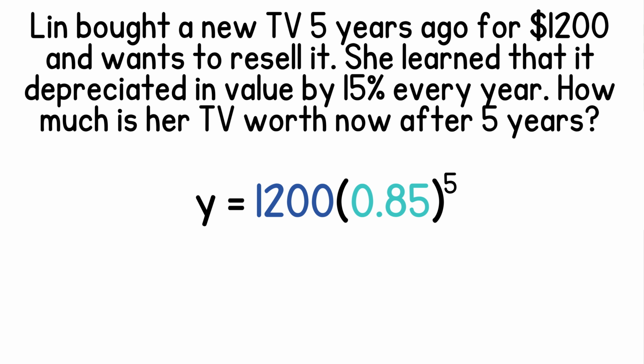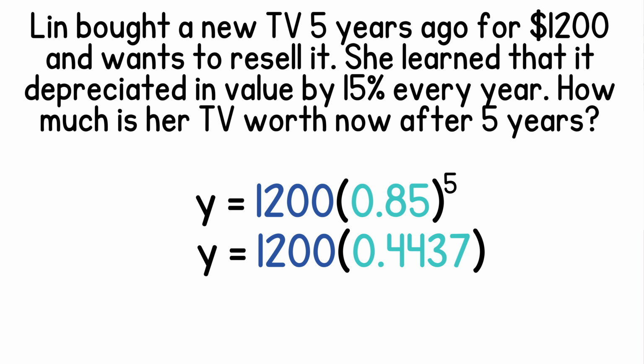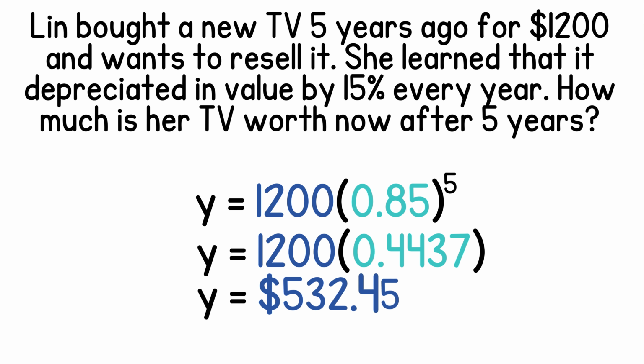Now that we want to know how much it's worth after 5 years, we'll replace x with 5. Multiplying 0.85 by itself 5 times will give us a value of 0.4437, and then multiplying that by the original amount of $1,200 will give us a value of $532.45. So that's how much Lynn should sell her TV for now after 5 years.